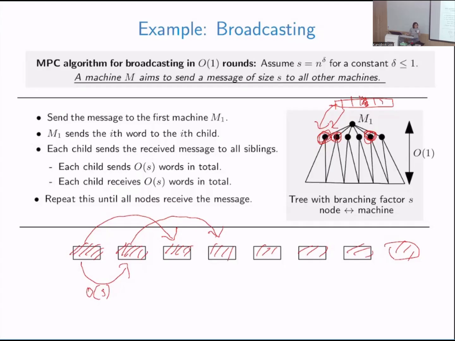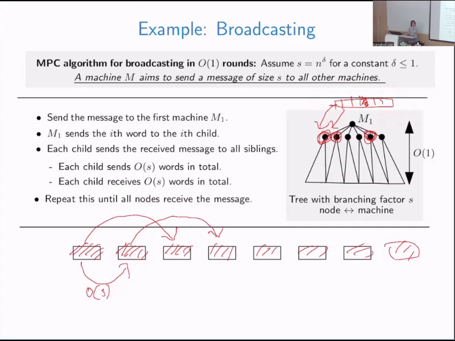So everyone sends the ith word to the ith child? Yes. Just one word, the ith word. This message consists of S words. The number of words here is S. So it sends the fourth word to the fourth child. In the next step, the fourth child sends the word to all other siblings.